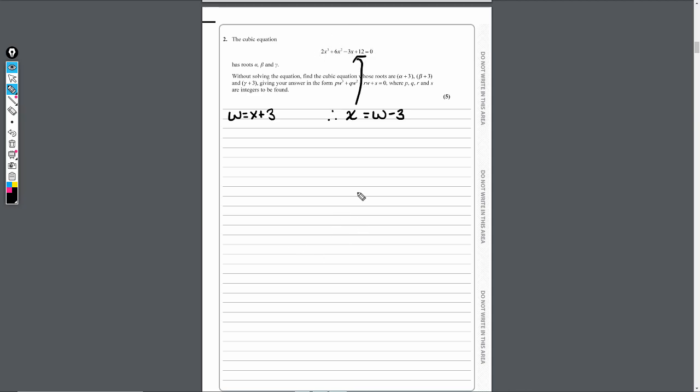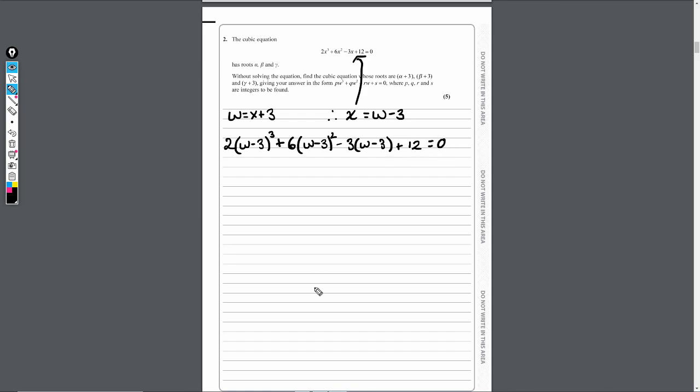Okay, and then doing that, we can get this new cubic polynomial here, this cubic equation. So doing that now, I've got 2 lots of x cubed, where x is w minus 3. So I'll just write it all out first. 2 lots of w minus 3, all cubed, plus 6 lots of w minus 3 squared, minus 3 lots of w minus 3, plus 12. And this is equal to 0.